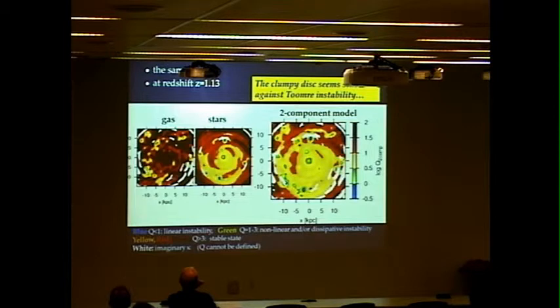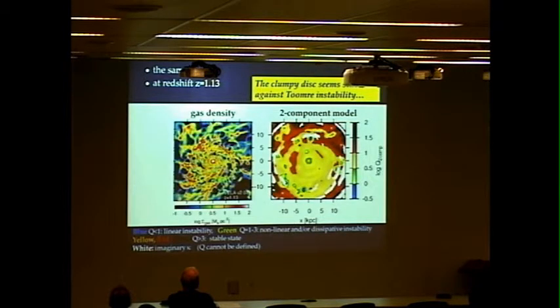The unstable region can be seen only in the clump or around the clump. Sorry, this is a gas map. So I can find clumps here, here, here, here, here. But the interclump region is generally stable in this analysis. So that color is generally yellow. The state is supposed to be stable, but clumps are actually forming.